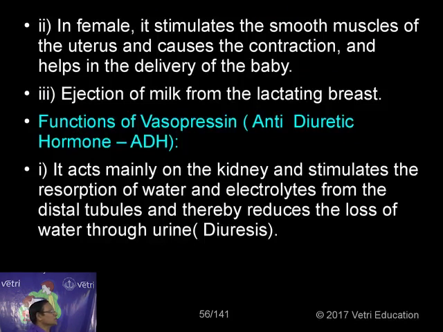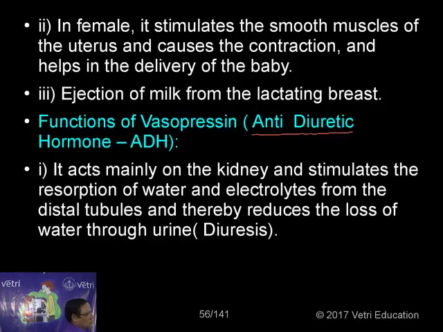Let's go for the functions of vasopressin. It is otherwise called antidiuretic hormone. Why? The name vasopressin is given because it causes a constriction of blood vessels, thereby increasing the BP, hence called vasopressin. It is also called antidiuretic hormone.